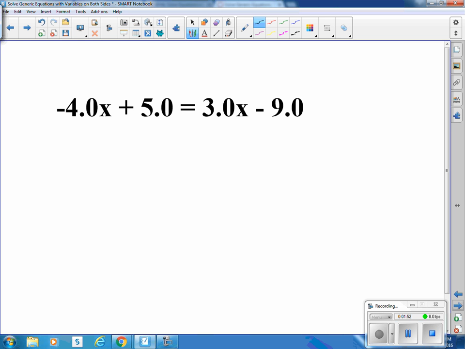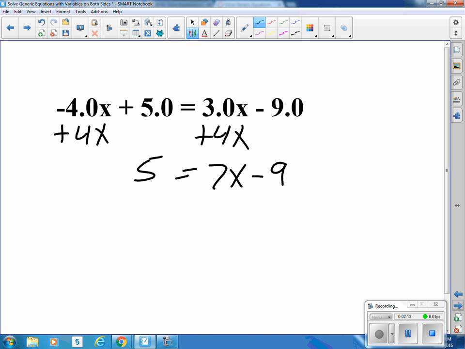Negative 4x plus 5 equals 3x minus 9. Let's leave the 3x where it is. It's larger than negative 4x. The opposite of subtract 4x is add 4x. So that would be 7x.